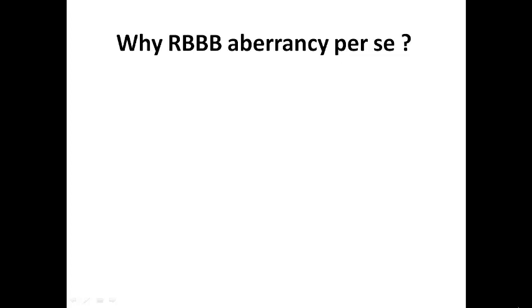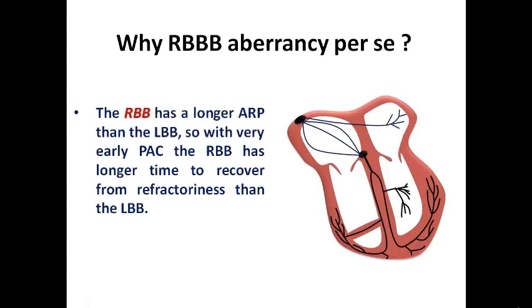The next question: why is it right bundle branch block aberrancy per se? Why is it not left bundle branch block, for example? Of course, we remember a fact that we mentioned in the lecture of ectopics in ECG. The right bundle branch normally has a longer absolute refractory period and also relative refractory period than the left bundle. So with a very early PAC, the right bundle branch would have longer time to recover from refractoriness than the left bundle branch, leading to right bundle branch block aberrancy.